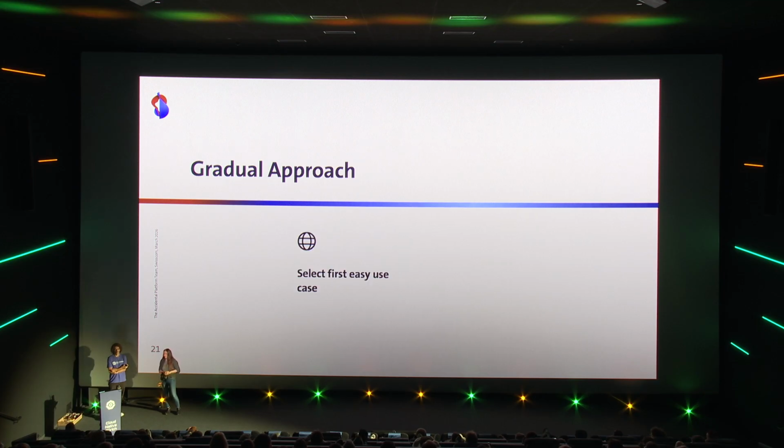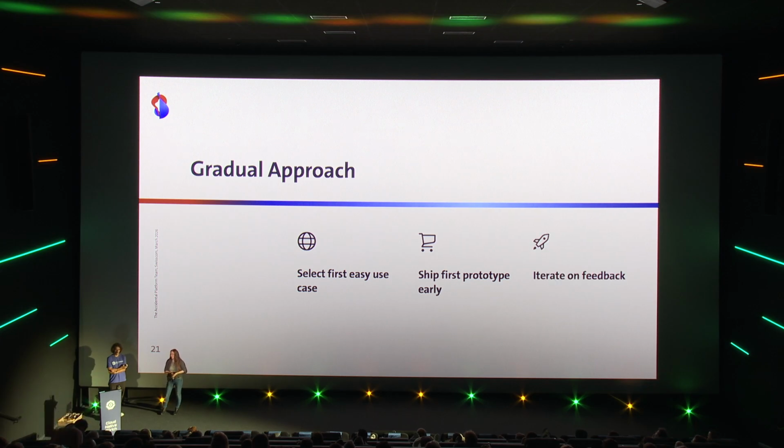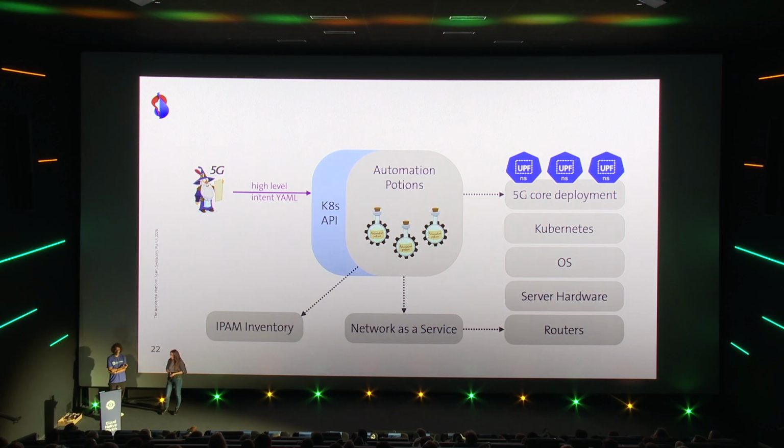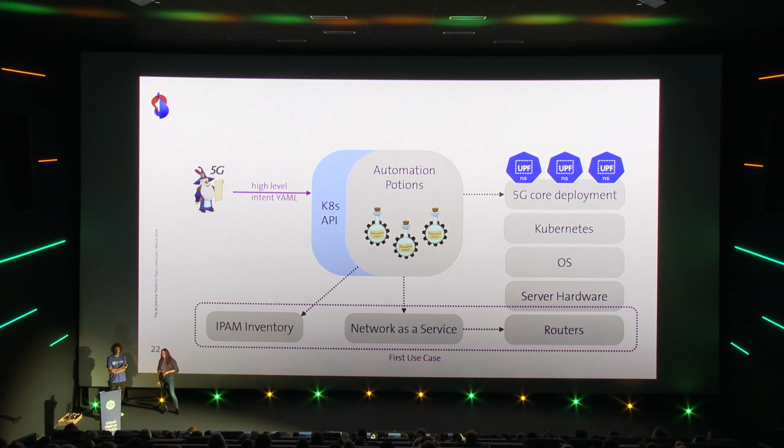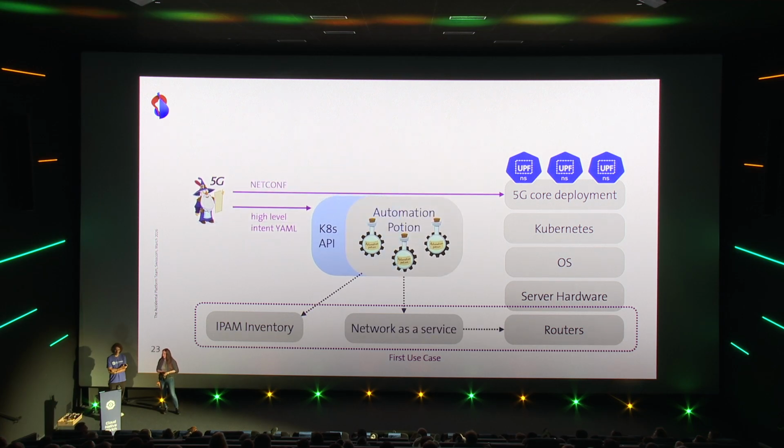We first teamed up with colleagues who are interested in new technologies and defined the first use case with them. We shipped the first prototype very early so we can get feedback from them and iterate. In our case, we chose the deployment of the networks as a first use case, and other parts were still done the traditional way in the beginning, like configuring then the actual deployments.